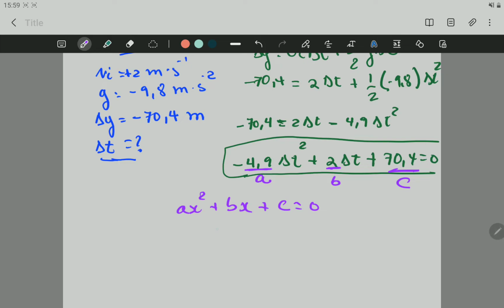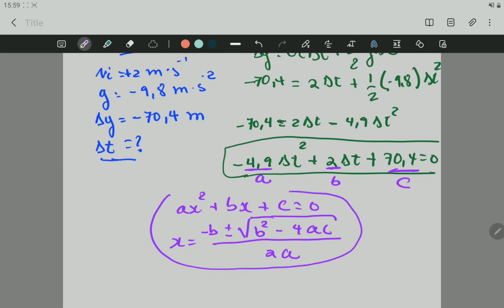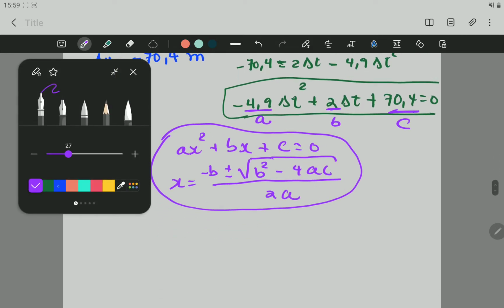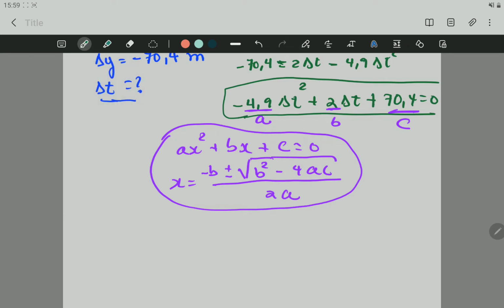Now, how to solve for x? In mathematics, you learn that x is equal to minus b plus or minus the square root of b squared minus 4ac, divided by 2a. All this was learned in mathematics. So let's use that formula to calculate the time. Let's substitute. X is going to be delta t. Minus b is minus 2, plus or minus. So you have to do the calculation for the plus and for the minus.